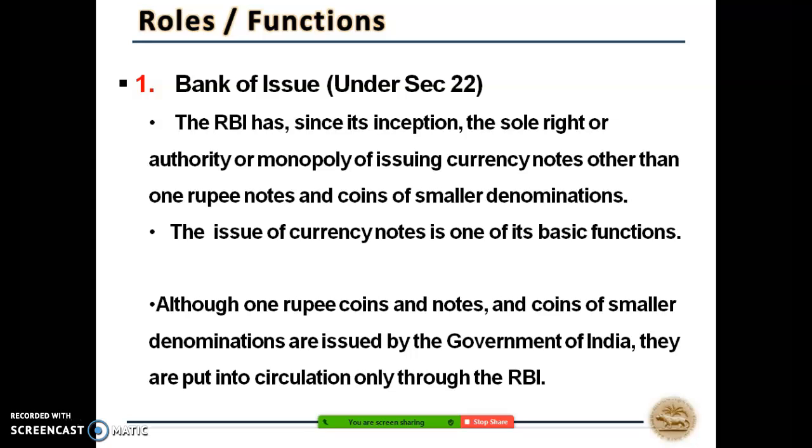The issue of currency notes is one of its basic functions. Although 1 rupee coins and notes and coins of small denominations are issued by the Government of India, they are put into circulation only through the RBI. Even the 1 rupee and small coins and notes issued by the Government of India, meaning the Ministry of Finance, are still circulated through the RBI only.